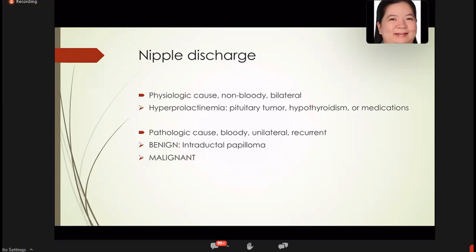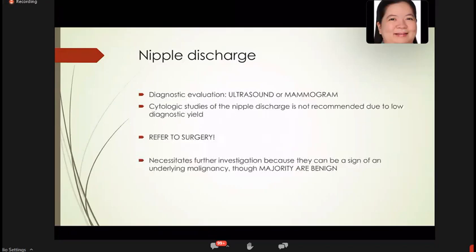But you need to investigate further kasi bloody unilateral nipple discharge can be a sign of malignancy. Okay, so what do you do? Okay, as primary care physician, you can request for an ultrasound or a mammogram, no? Kasi usually may bukol yan, may source yan na pinanggagalingan. And they can be seen by ultrasound or mammogram. Again, you need ultrasound and mammogram para once you refer to a surgeon, the surgeon already has a roadmap on where to look, no?